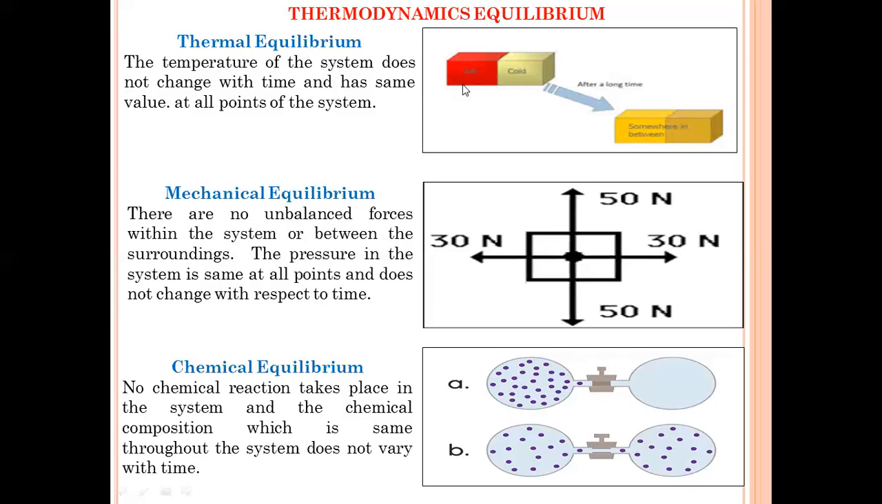Here, when a cold body comes in contact with a hot body, then after a certain time these two bodies have the same temperature. Again, in the case of mechanical equilibrium, we apply equal and opposite forces to a certain object, then that object will remain in the equilibrium state. Here we can say that unless and until this wall is opened, this system will be in chemical equilibrium. So these are the three different types of thermodynamic equilibrium.